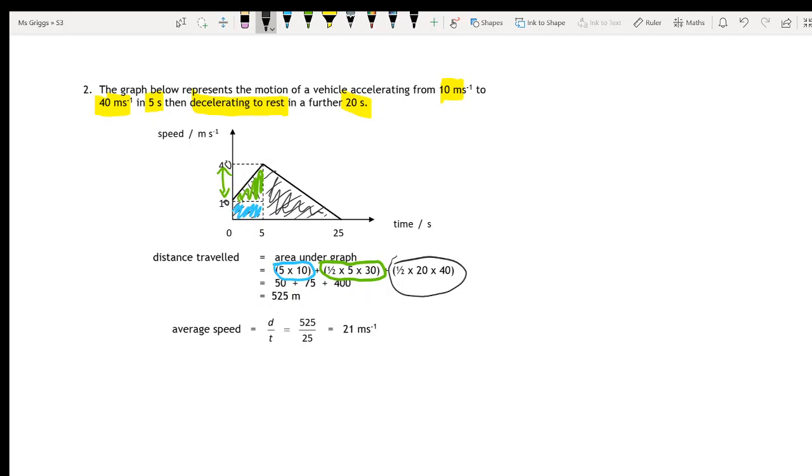And the average speed would be the total distance divided by the total time. So 525 we just worked out, divided by the total time, which is 25. So that will come to 21 meters per second.